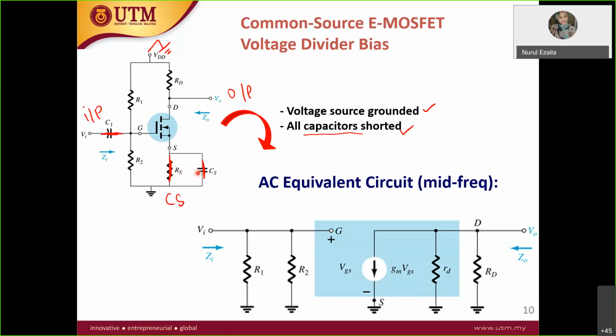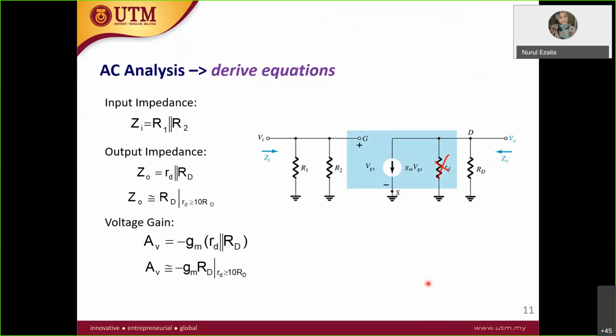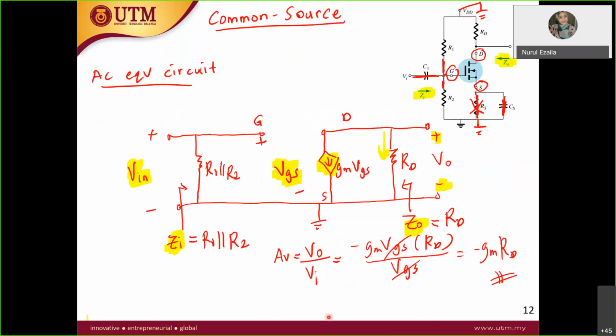So this is how the AC equivalent circuit looks like, where you have VGS and gm VGS, and then from point to point, you draw the resistor. And then we derive. I have derived one by one, same like in BJT, so the derivation is pretty much straightforward. For Zin, R1 parallel with R2. Zout is equal to RD.